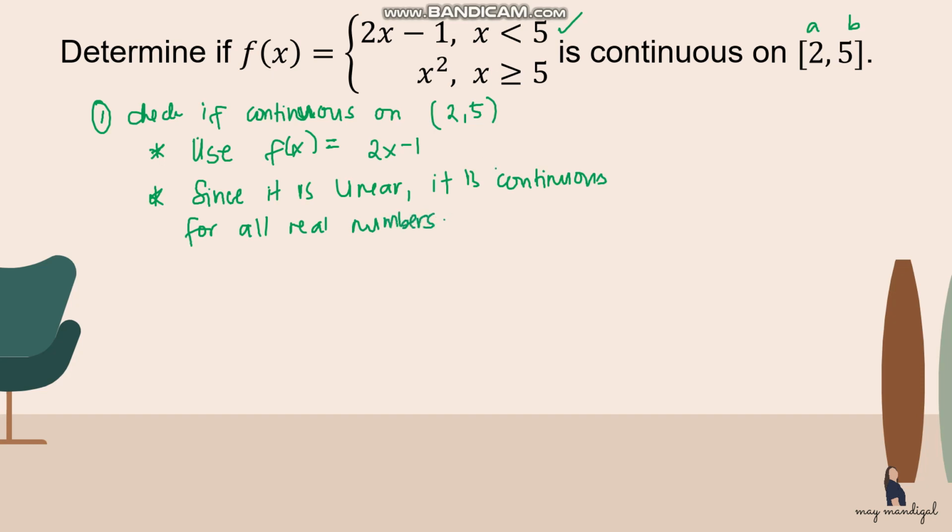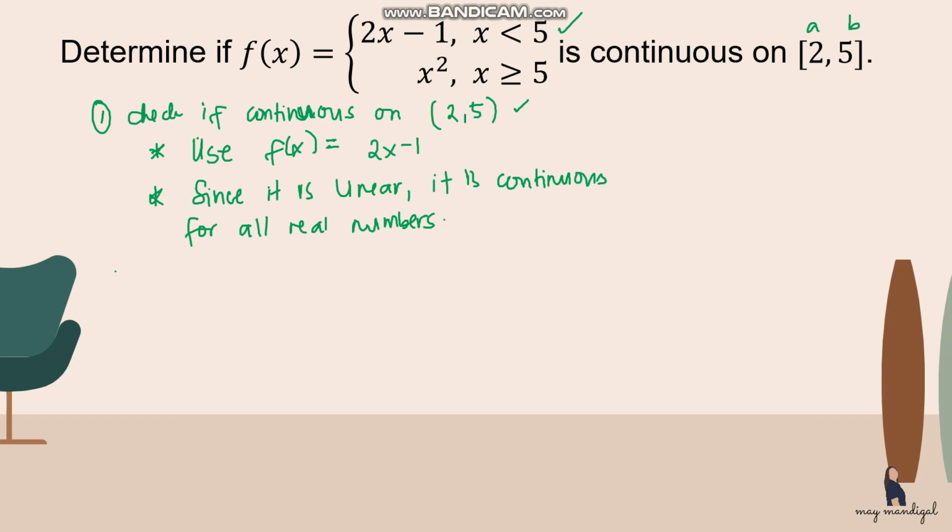So, therefore, we can say that the function f of x is continuous at 2, 5 not included. So we're done checking with the first one. If in case it is not a linear equation or function, you can try to solve for the restrictions, or the restricted values wherein we cannot get a particular value of a function if we substitute that given value of x.